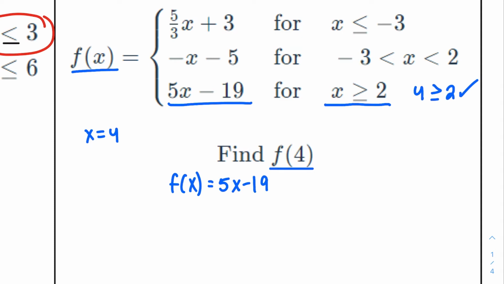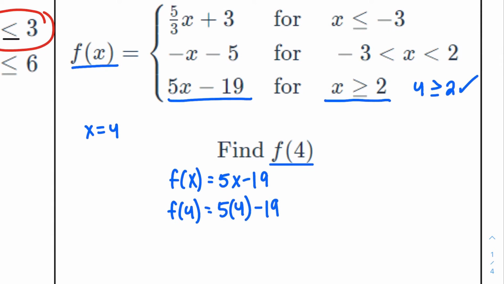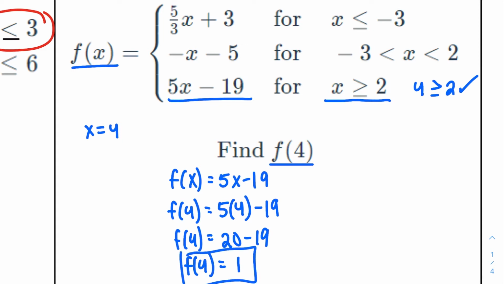Specifically, we're looking for f of 4, which means x is equal to 4. We replace with the parentheses. Then we just solve. So f of 4, 5 times 4 is 20, minus 19. We drop that down. 20 minus 19 is 1. So f of 4 is equal to 1. What that means is we have a coordinate at 4, 1.